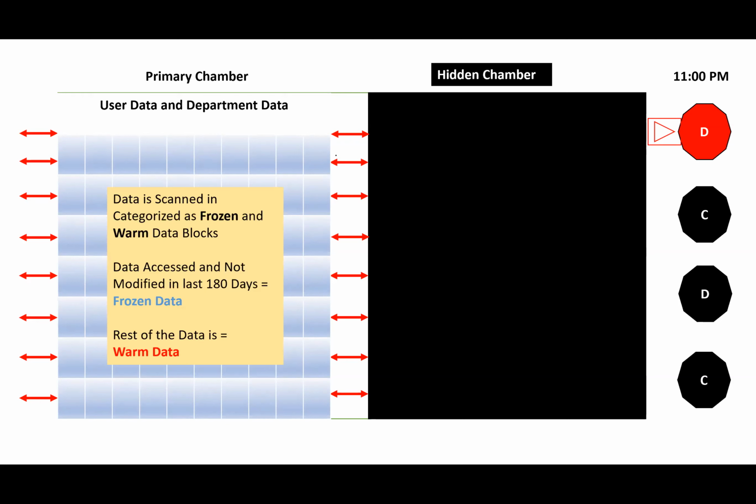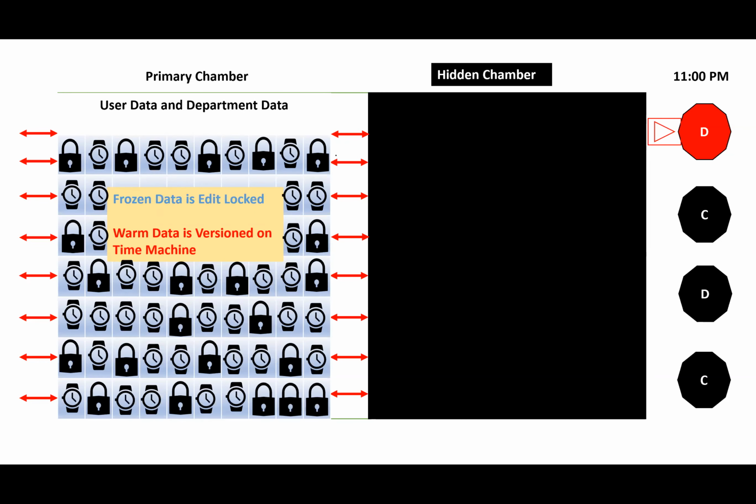What is the frozen category? Whatever data is on the primary chamber that may be accessed by the user, but has not been modified by the user for the last 180 days. You can configure these 180 days whichever way you want. Whatever data has not been modified by the user in that period, it will edit lock. And the rest of the data is categorized as warm data, which is essentially the data on which users are working on a day-to-day basis. Then the connect part will be initiated, and before that the frozen data will be edit locked and the warm data will be versioned for today.